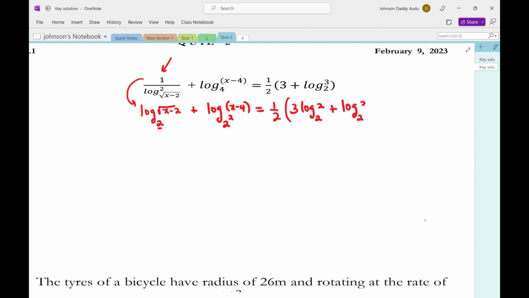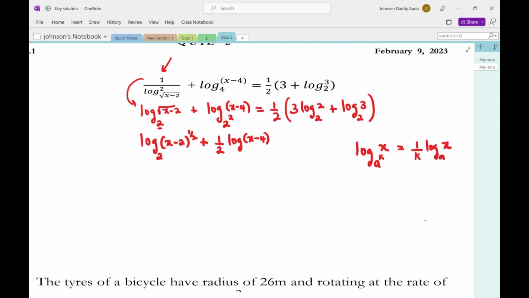Then plus, here we have log to base 2 of 3. Now this we can write as log to base 2, this is x minus 2 to power what? To power half. And now this is 2 to power 2, so this will become 1 over 2 log of x minus 4. Now what have I used? One of the laws of logarithm: if you have log to the base a to power k of x, it is nothing but 1 over k log to base a of x. So our k here is 2, so that's why we have 1 over 2.